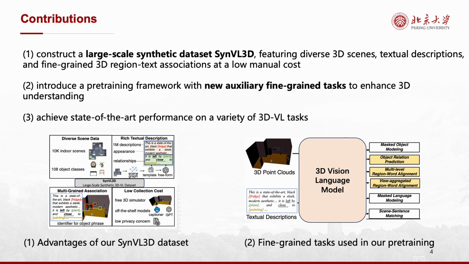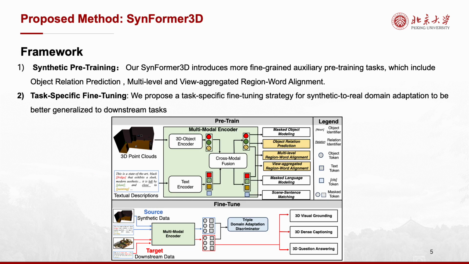Then, we can construct more fine-grained pre-training tasks, including object relationship prediction, multilevel and view-aggregated region word alignment, beyond scene text matching and masked language or object modeling, and our model achieves state-of-the-art performance across 3D VL tasks. Based on our proposed dataset, we propose a novel synthetic pre-training and task-specific fine-tuning pipeline, as shown in the figure.